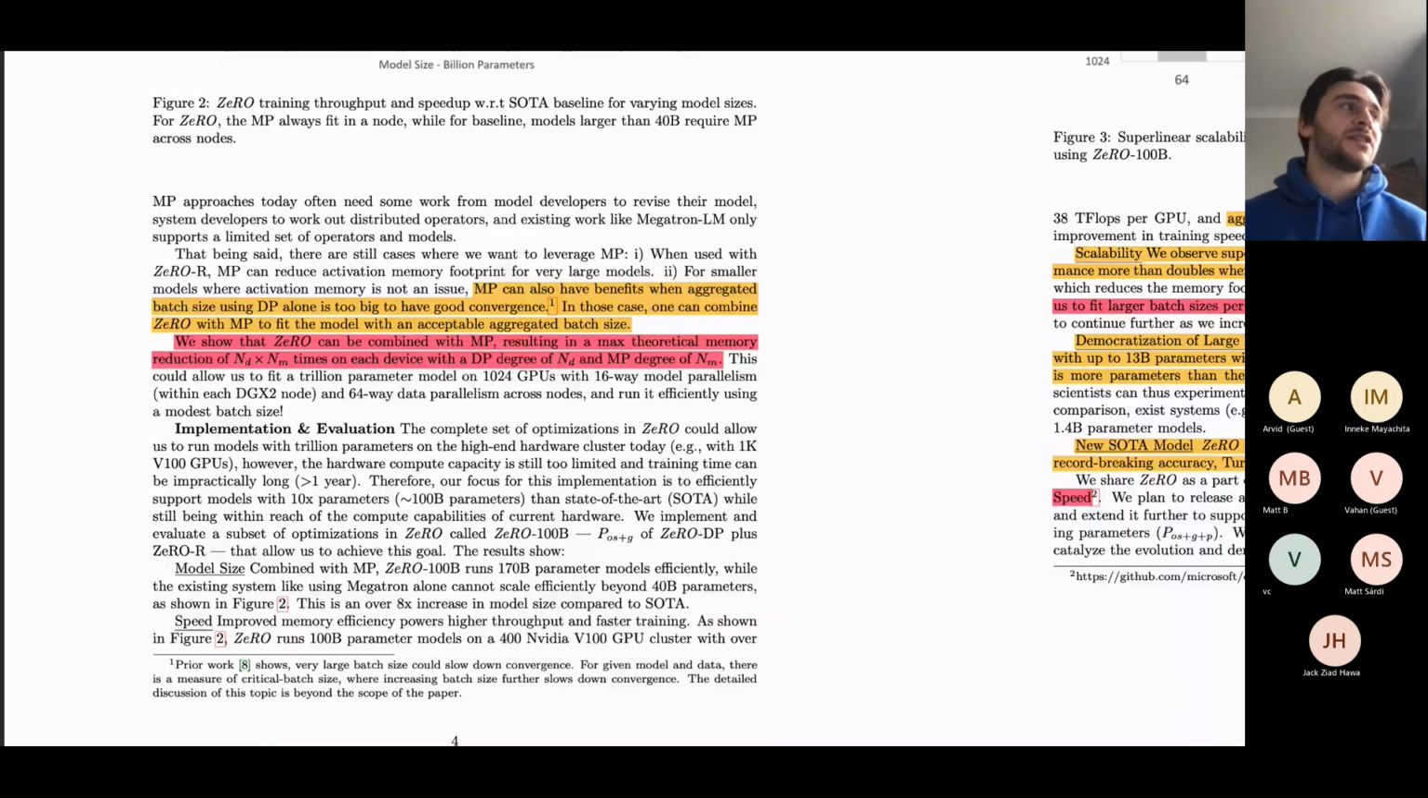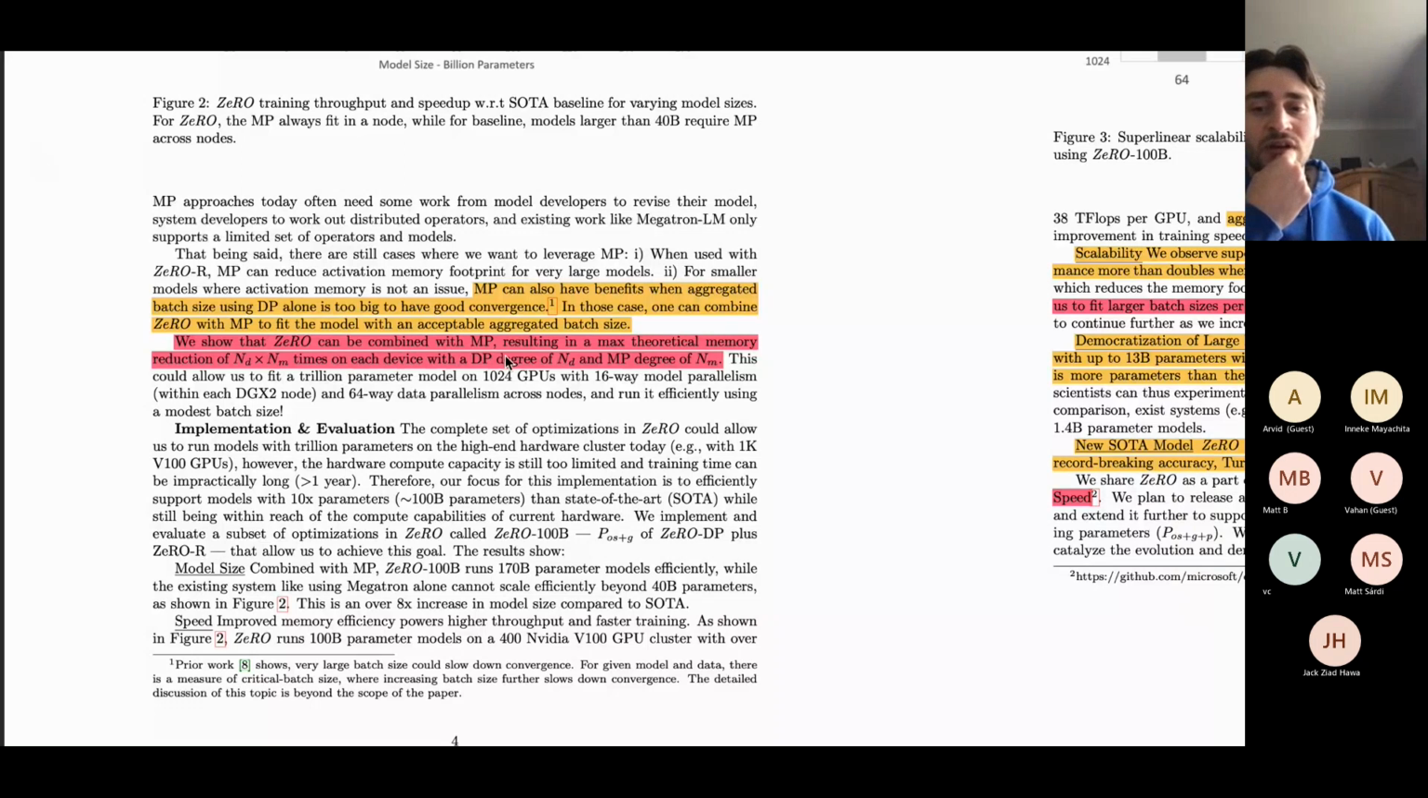So just to go back to the sentence I just read, where it says we show that ZeRO can be combined with model parallelism, resulting in a maximum theoretical memory reduction of ND by N times on each device with a DP degree of ND and an NP degree of NM. So the degree is the number of partitions with respect to data parallelism and model parallelism that you're using.